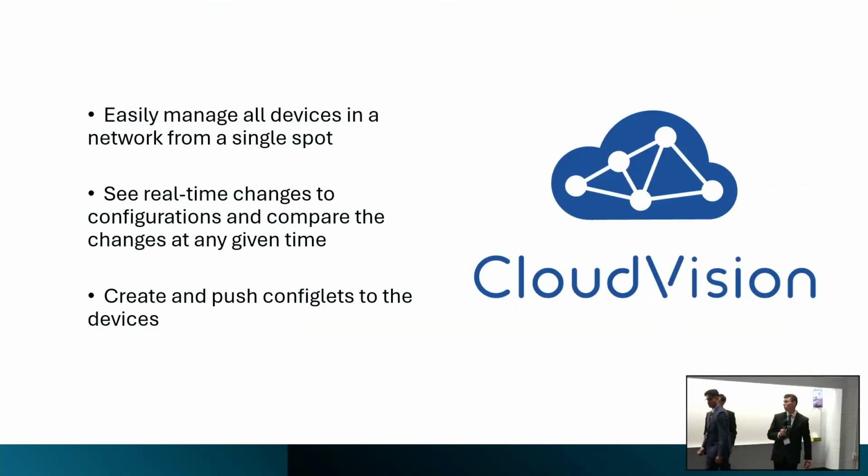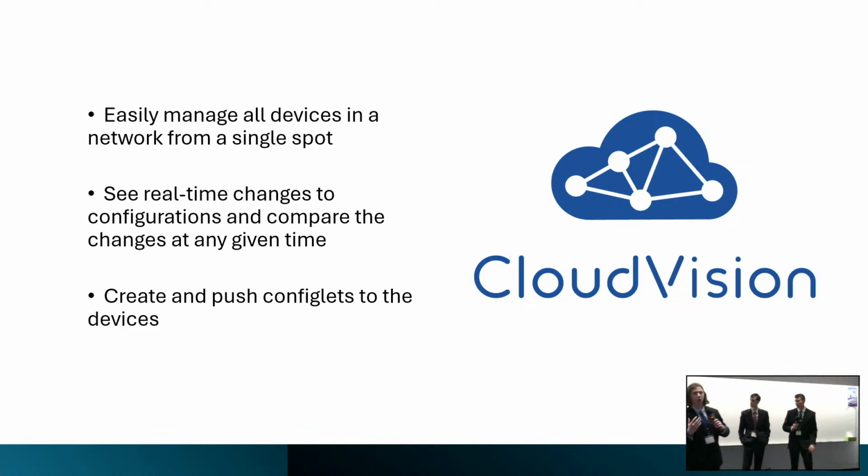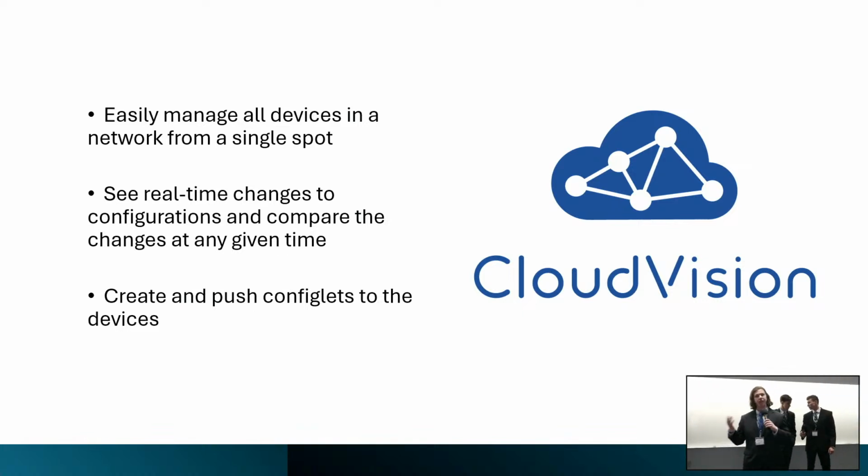All right, so next we're going to talk about CloudVision, which is kind of our one-stop shop for networking. We're able to easily onboard, manage, and monitor all of our devices on our network from one simple location. And we can then see real-time changes to all the configurations on all of our devices, up to the exact second that we want to see, and we can go back to the second that we onboarded that device, so we can see the current configurations and the previous configurations as well.